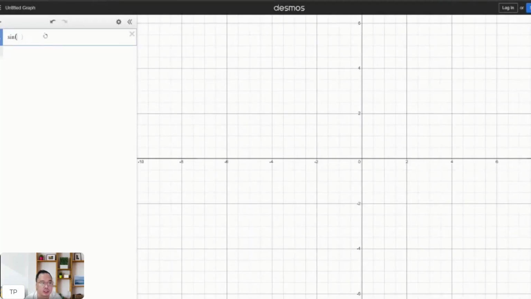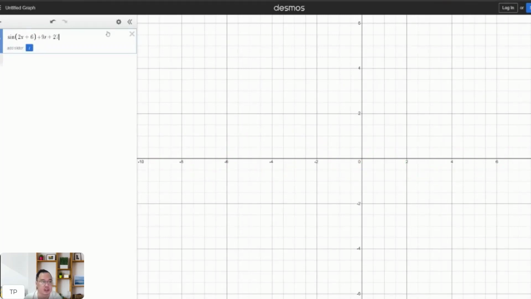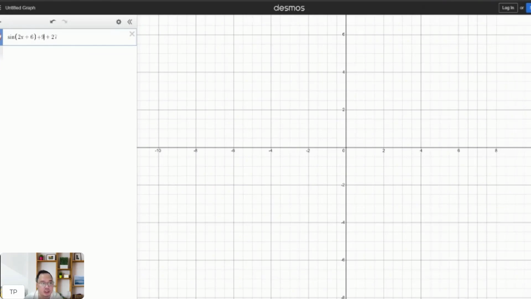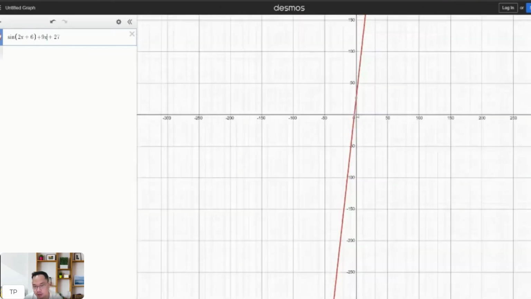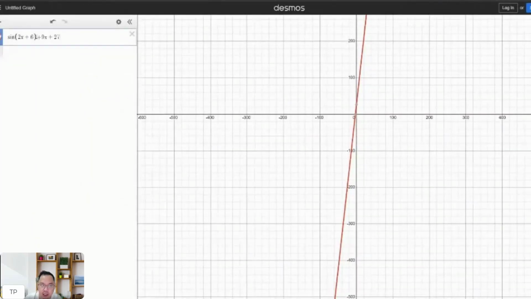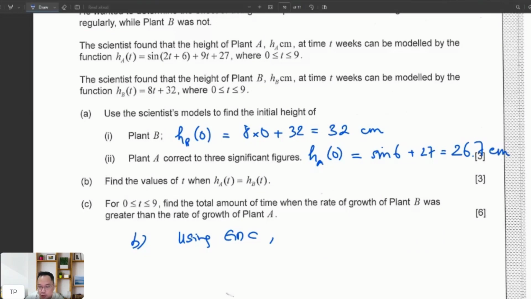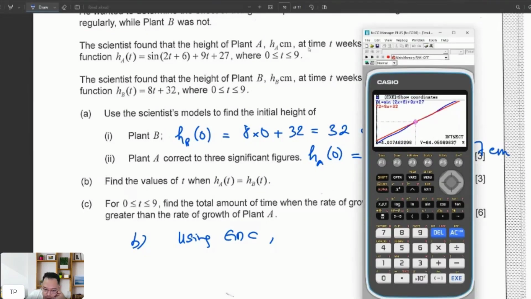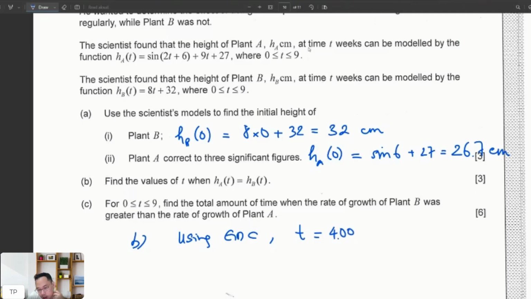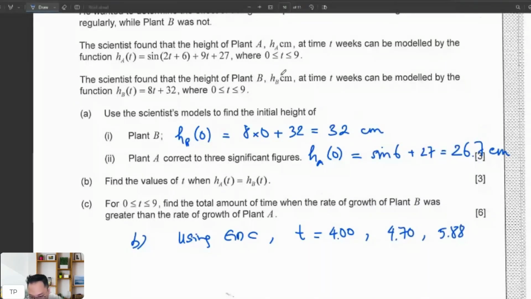Sine of 2x plus 6, then plus 9x plus 27. It is 9x. Okay, here. The sine only changes the line a little bit. Basically a line, but the sine here just changes the height of the curve slightly, curves a little bit. Okay. So there are 3 solutions in weeks. Okay, 4 weeks. The time is 4 weeks, and then 4.70 weeks, and lastly 5.88.